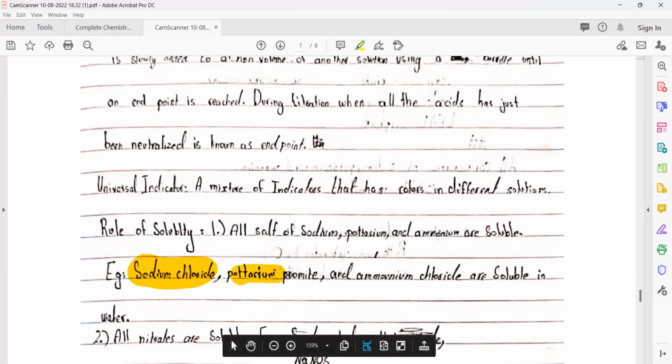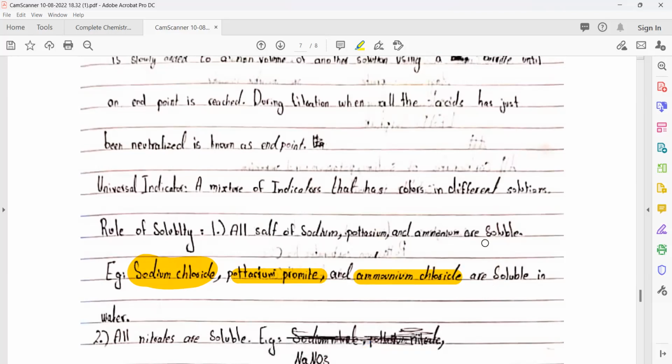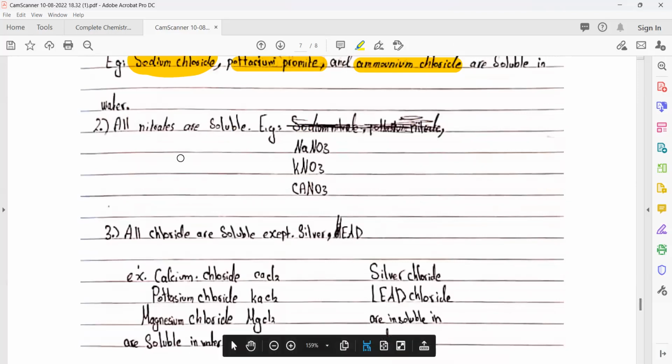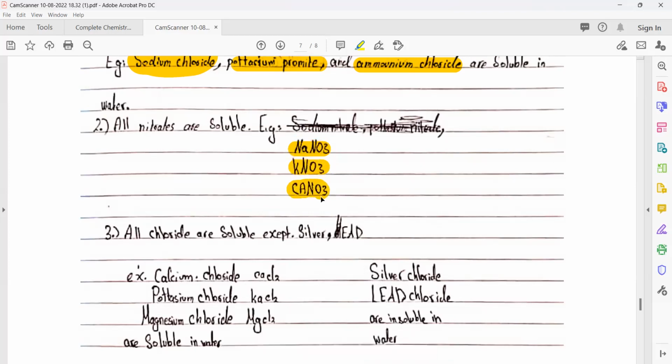Same as potassium, and ammonium chloride, in the same way soluble in water. They all are soluble. It's just going to tell you about this. Okay. Next, what is written here? All nitrates are soluble: sodium nitrate, potassium nitrate, and calcium nitrate. Here the a will be smaller, not capital. Please don't write like this. There is no capital A in calcium's symbol, it is Ca, like this. That is the rule for how to write the symbols.